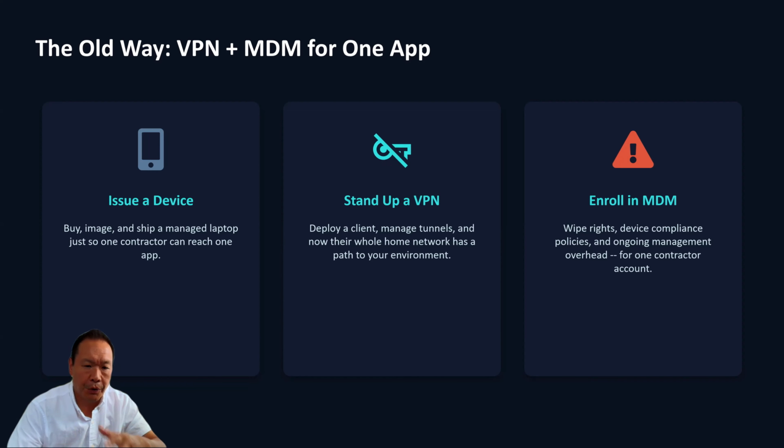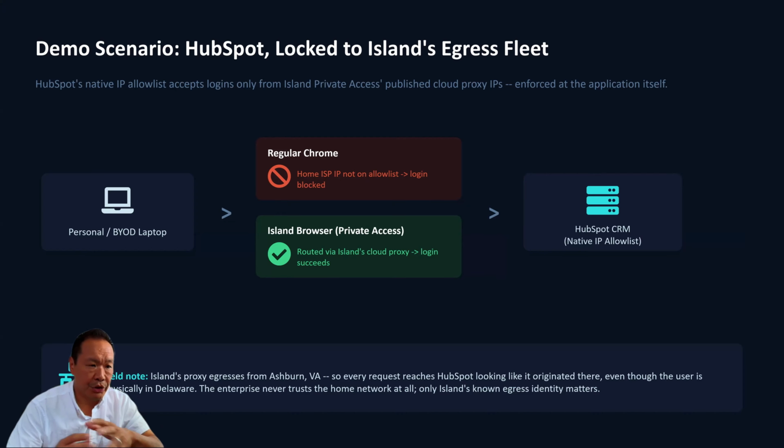So there's a lot of overhead involved in terms of the old ways using VPNs and mobile device management, just for one application. In a moment, I'm going to show you how I'm accessing HubSpot. I've stood up a sample HubSpot tenant and I've locked it down. So I'm going to show you using my own device two ways, right? My regular Chrome browser, and then I'm going to use the Island browser.